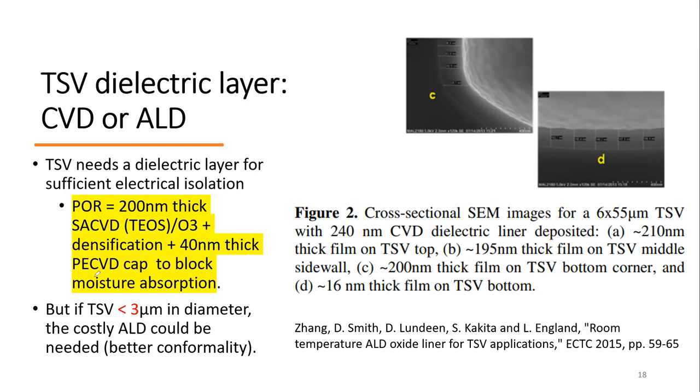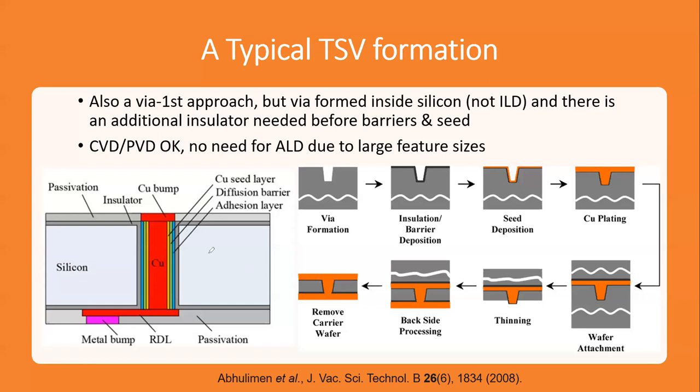And then you cap it with PECVD, plasma enhanced CVD, which is better quality, and for moisture absorption protection it could be silicon nitride, I would imagine, or better quality SiO2. Silicon nitride could do a better job here. So all of this goes into this dielectric insulator layer, which is not an easy thing already.